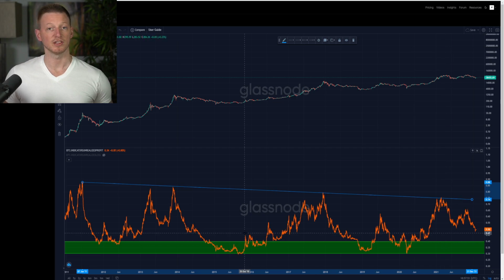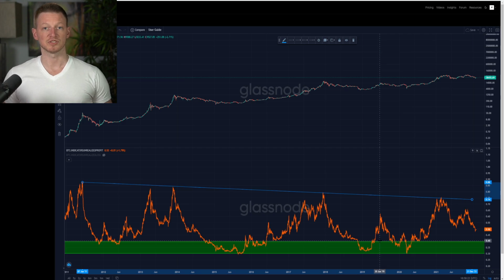Once we're down to this 0.3 or 0.4 level, that is historically where the price has been reaching a bottom. Here we got down to about 0.38. Back in the 2015 bear market, it got all the way down to around 0.3. Then in the 2019 market, again, we were very close to 0.3. Then, COVID, we got all the way down to 0.3.